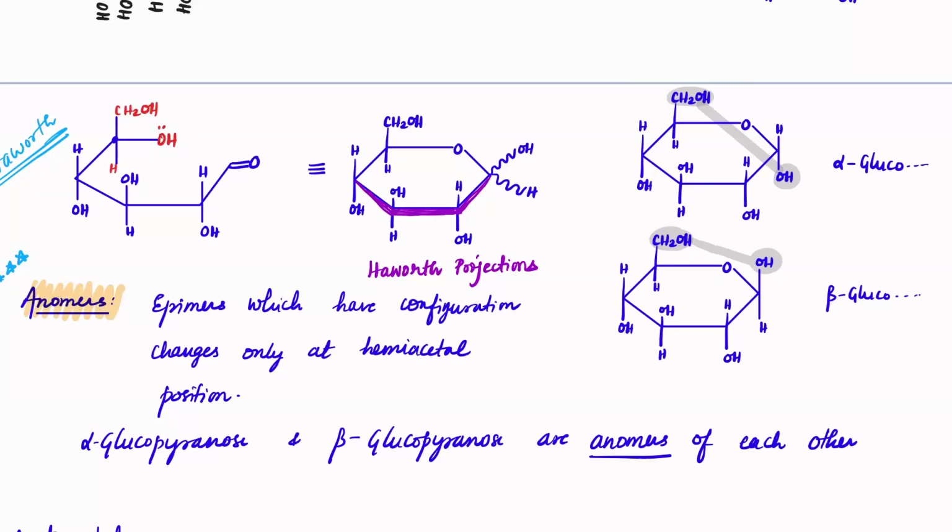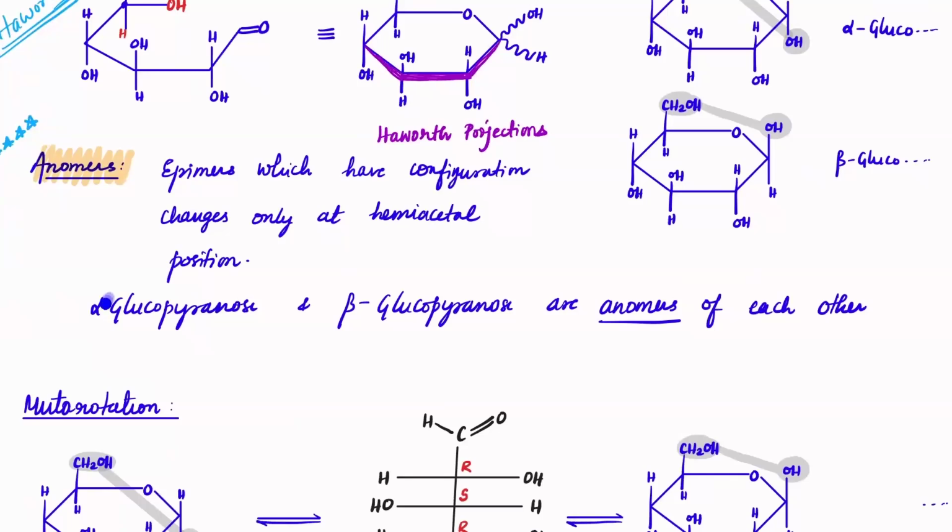So an epimer is observed only changing at one position, the configuration changing at only one position. If that is at a hemiacetal position, then we call it anomers. So alpha glucopyranose and beta glucopyranose are the names of these two, and these two are anomers of each other.